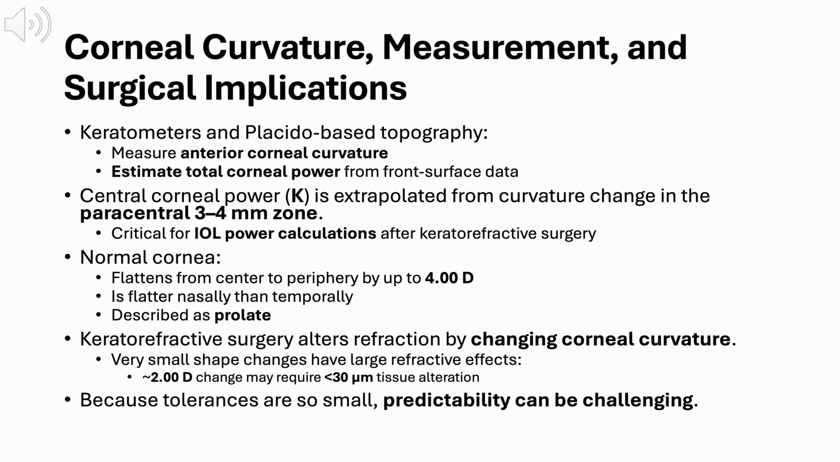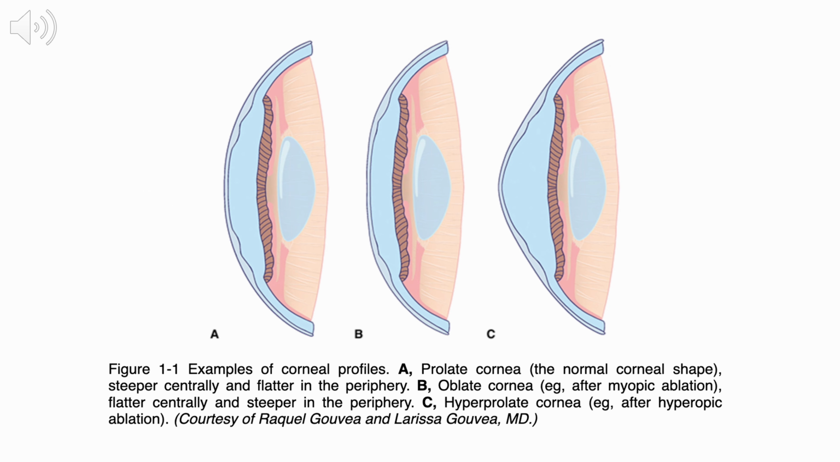In a normal cornea, curvature gradually flattens from the center toward the periphery by up to about 4 diopters. The cornea is typically flatter nasally than temporally, and the overall shape is described as prolate. Keratorefractive surgery works by changing corneal curvature, and even very small alterations can have large refractive effects. For example, a roughly 2 diopter change may require less than 30 microns of tissue alteration. Because these tolerances are so small, achieving precise and predictable outcomes can be challenging, which is why accurate measurement and careful planning are critical. This figure illustrates the different corneal shape profiles that are relevant in refractive surgery.